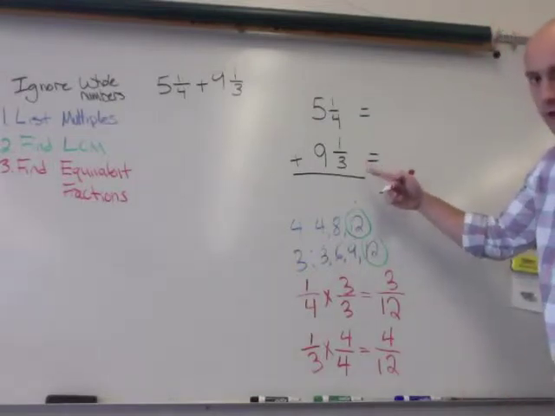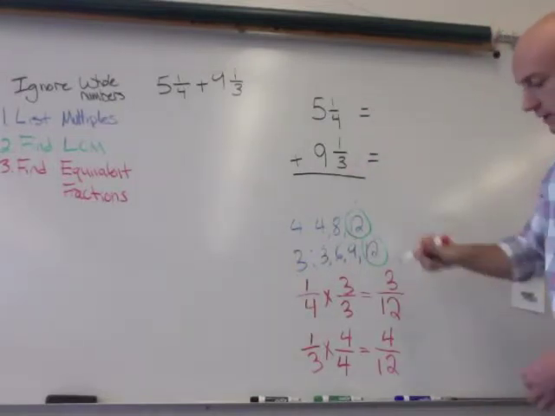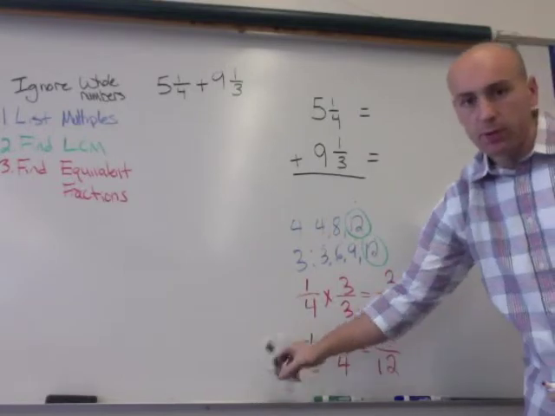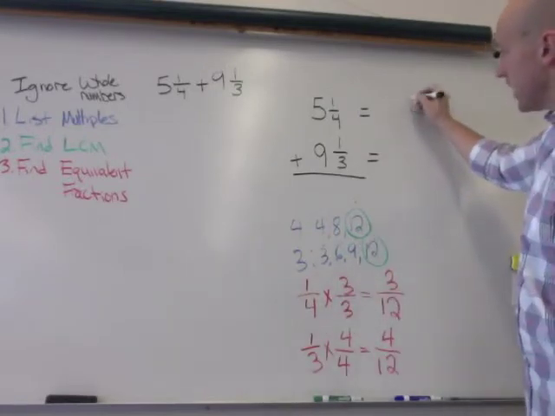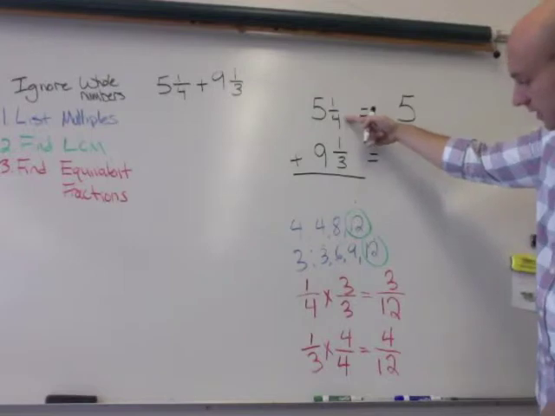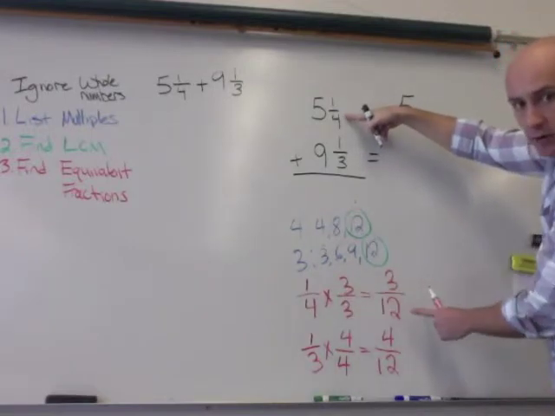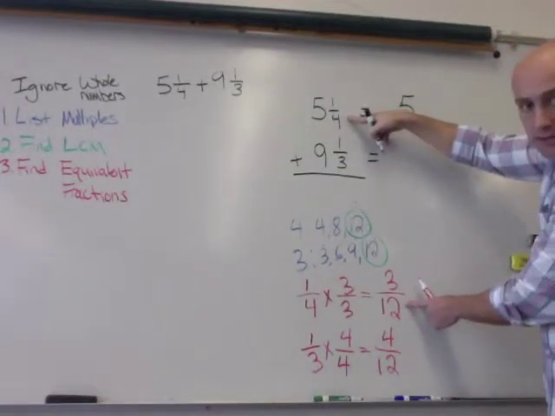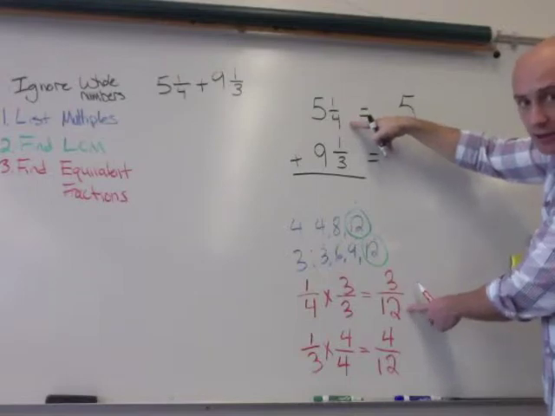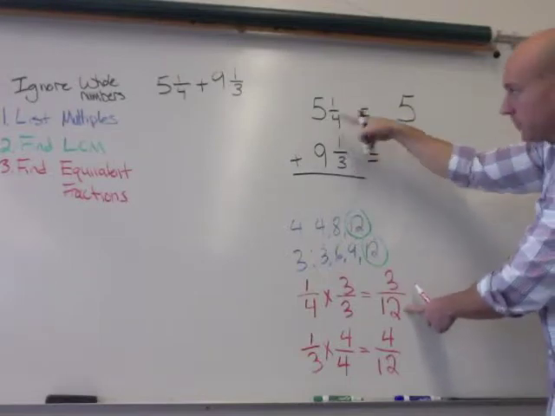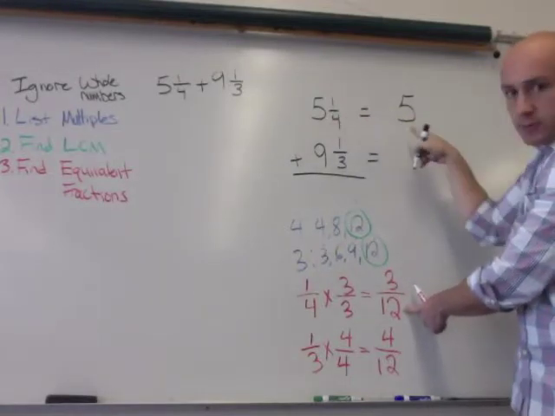So I'm going to go over here and I'm going to leave my normal problem the way it is, but I'm going to change it. I'm going to rewrite it. So now I really have 5, and our 1/4 is now 3/12. Okay, because we changed it. This is our equivalent fraction. Our whole number didn't change. Don't forget to bring it over.